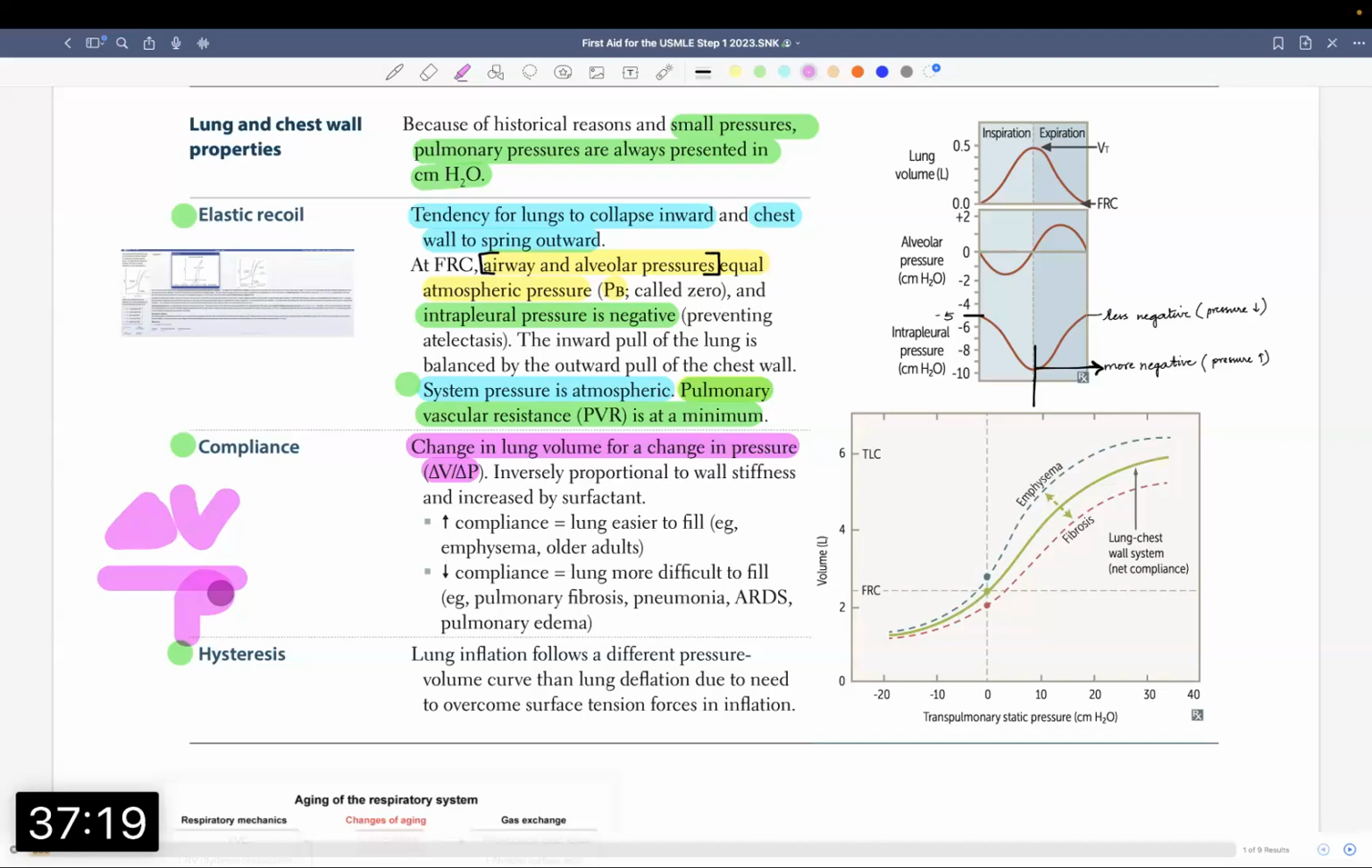Okay, so that's compliance. What is it? A change in volume for a given change in pressure. If you apply pressure, how much will the volume change. Change in lung volume for a change in pressure, inversely proportional to wall stiffness and increased by surfactant. It makes sense, right? If stiffness is more, the change will be very less. Inversely proportional to wall stiffness, and it's increased by surfactant.